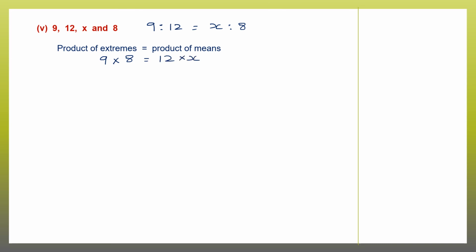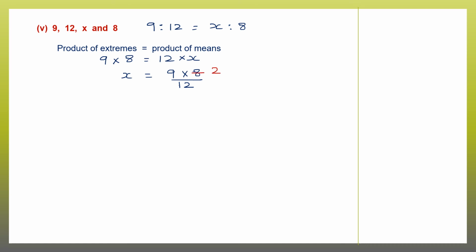Question 5. 9, 12, x and 8. So let's get our ratios first. 9 is to 12 is equal to x is to 8. Product of extremes equals product of means. The extremes are 9 into 8 and the means are 12 into x. So to find x, I'll take it to the left side. 9 into 8, I'll move it to the right and I'll put 12 as my division. Now let's cancel. I can cancel 8 and 12 by 4.